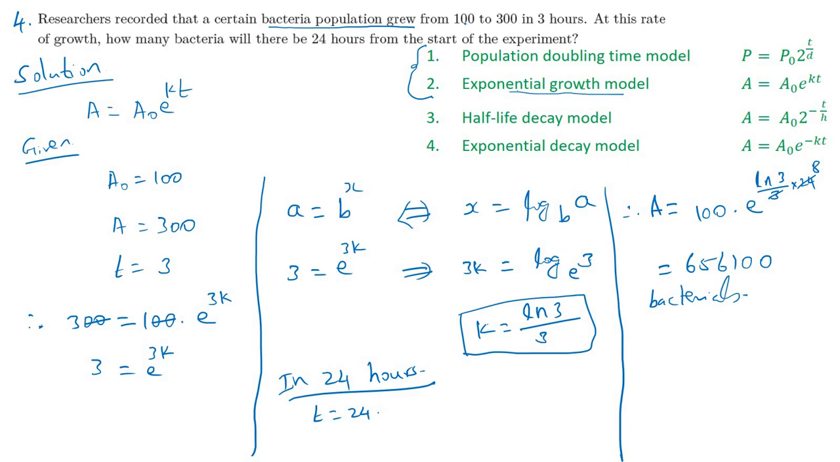See, it looks like it starts with 100. In 3 hours, it will become just 300. Okay, so don't take this very simple. 24 hours means in 1 day. The same rate increasing means in 1 day it will become 6,56,100 bacteria. Okay, so the growth is huge, that we can identify only with the help of such exponential functions.